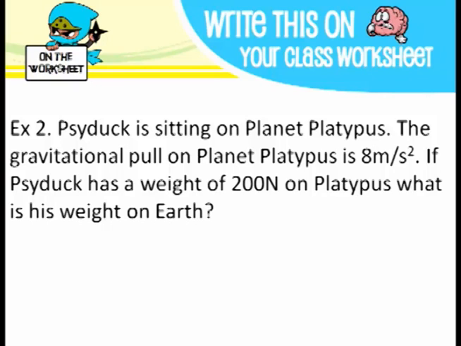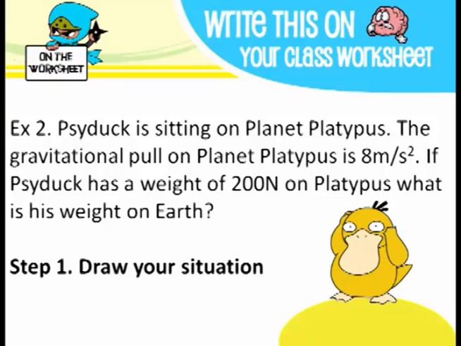Alright, so we have a lot of givens here that you need to pull out and be very careful for. First we're going to draw our situation. We have Psyduck, he's chilling on planet Platypus, but then we want to figure out how much he weighs on planet Earth. So we have 2 different planets, which means we're going to have 2 different accelerations, and we are going to have 1 similar mass. Remember, your mass is the same no matter which planet you go to, so that's kind of the guy we need to fight our way to.